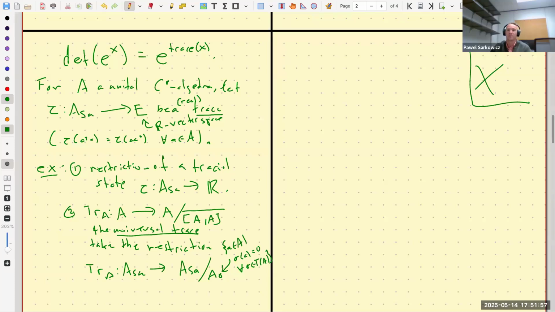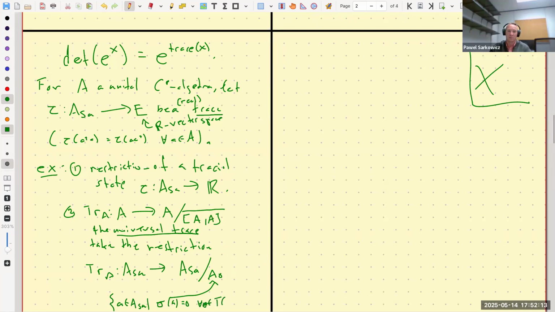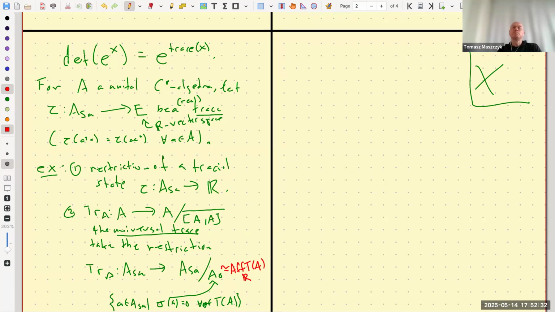So in the trace simplex. Let me write this better. This is all self-adjoints A such that sigma of A is 0 for all sigma in the trace simplex, the simplex of all tracial states on A. And this restriction is interesting because this thing on the right can canonically be identified with the affine real-valued functions on the trace simplex, which is a nice vector space, right?